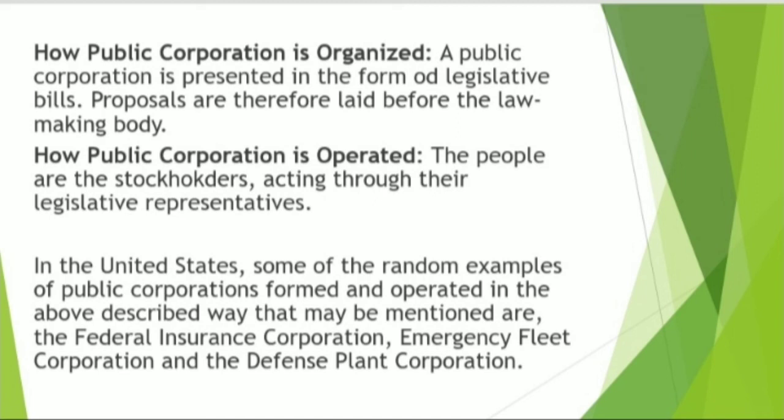How is a public corporation operated? The people are the stockholders acting through their legislative representatives. In the United States, some of the random examples of public corporations formed and operated in the above described way that may be mentioned are the Federal Insurance Corporation, Emergency Fleet Corporation, and the Defense Plant Corporation.